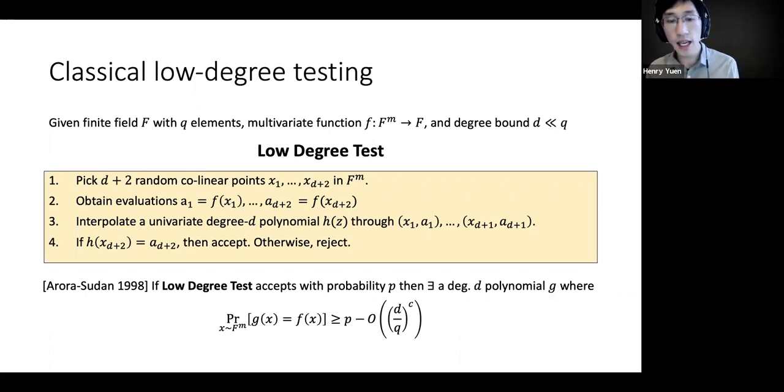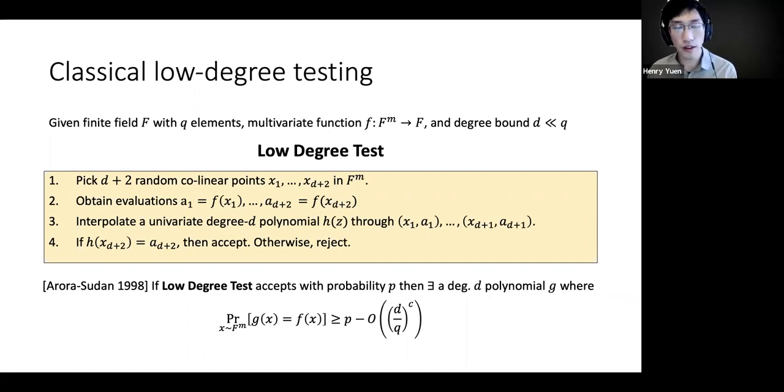So this is an example of one by Arora and Sudan from the 90s. If this test passes with probability p, then there must exist a degree d polynomial g that agrees with f on roughly p fraction of points. And the way you measure agreement is you choose a uniformly random point from your vector space and check whether the two functions are equal.